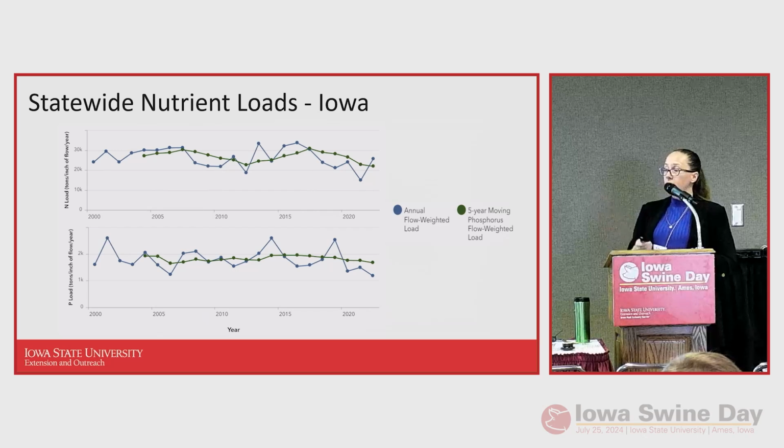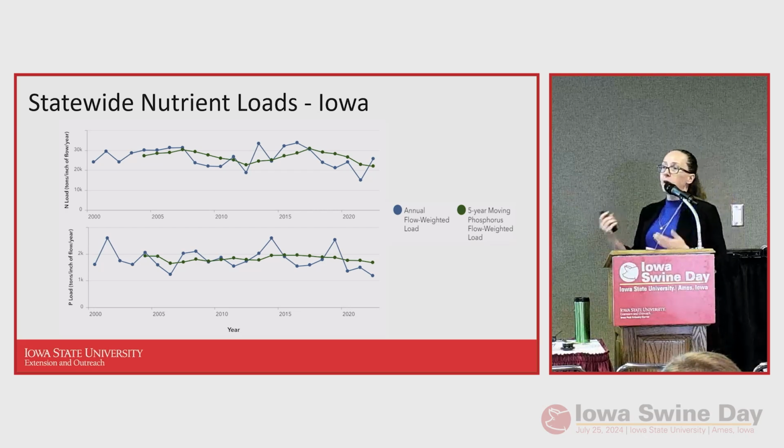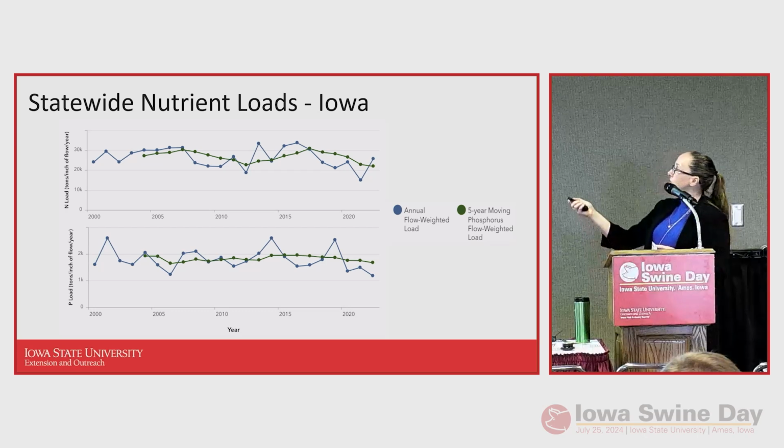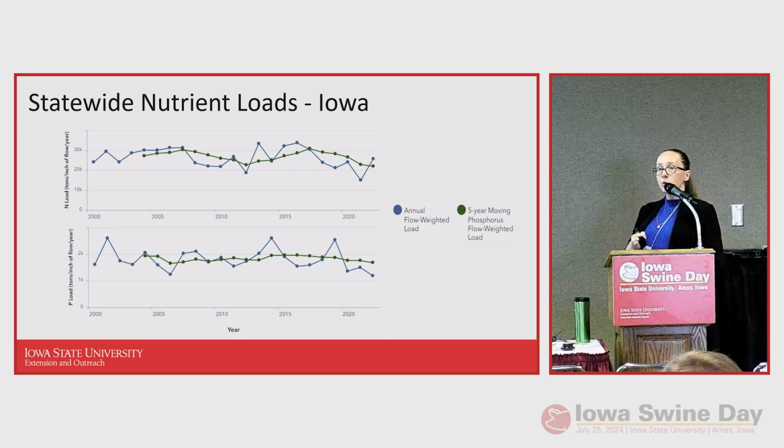And if we look at statewide trends, this starts in 2000. The Nutrient Reduction Strategy came out in about, maybe closer to here, about 2013. And 2013 onward is when we've had practice implementation. You can see the top is nitrogen, bottom is phosphorus. The spiky blue line is our annual average, and the green is our 5-year running average.